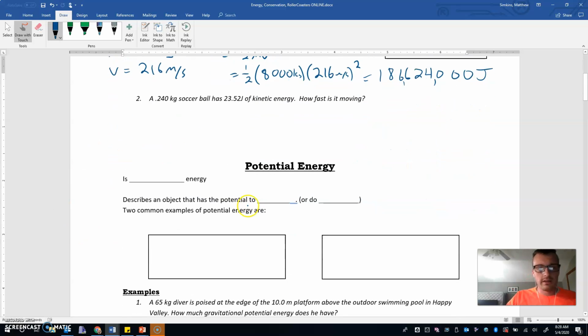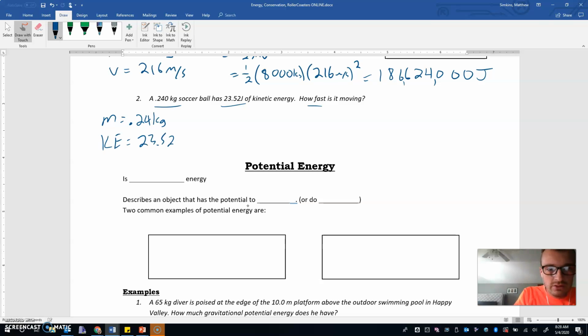All right, if we continue down here, we got kilograms and joules, and it says how fast is it moving. So let's go ahead and write our list of knowns here. We have a mass of 0.24 kilograms, and we have a kinetic energy of 23.52 joules. How fast is it going? That's asking us to solve for the velocity, how fast.